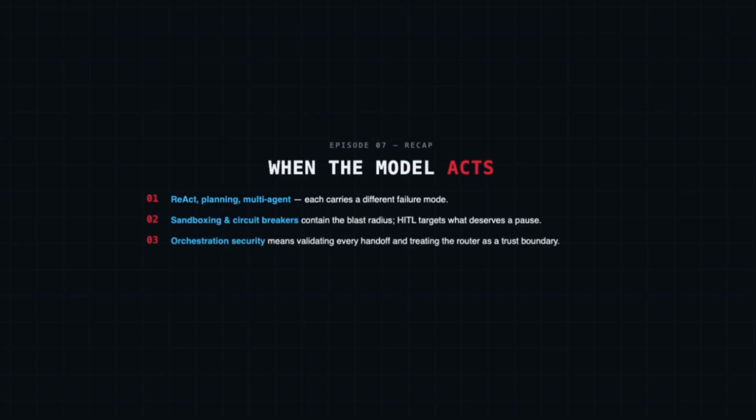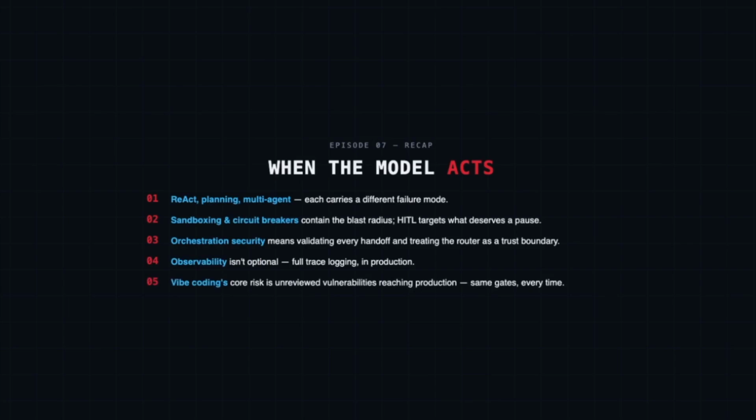Third, orchestration security means validating at every handoff and treating the router as a real trust boundary. Fourth, observability isn't optional. Full trace logging in production, not just development. Fifth, vibe coding's core risk is unreviewed vulnerabilities reaching production. Fix it with the same security gates every time, human or AI written.